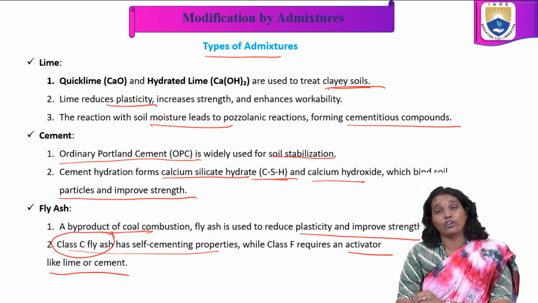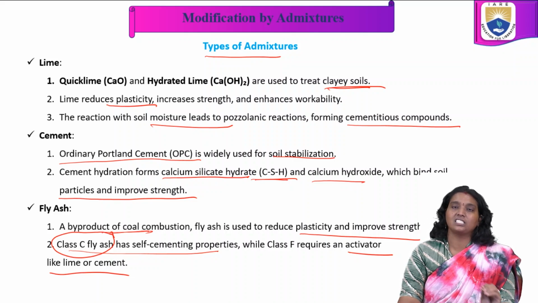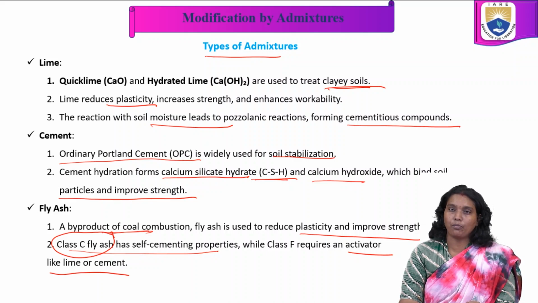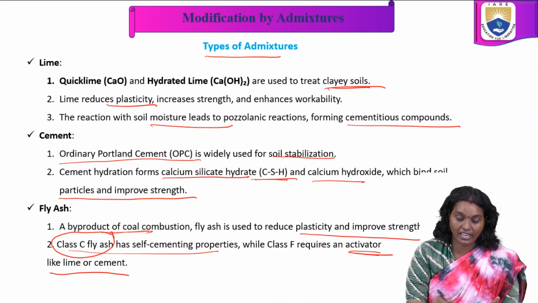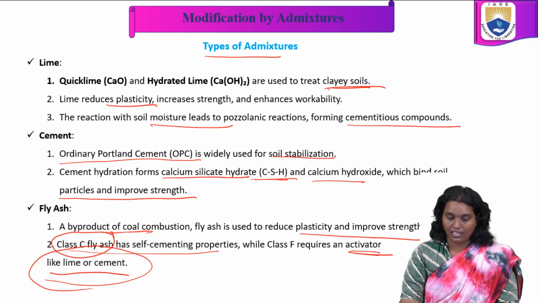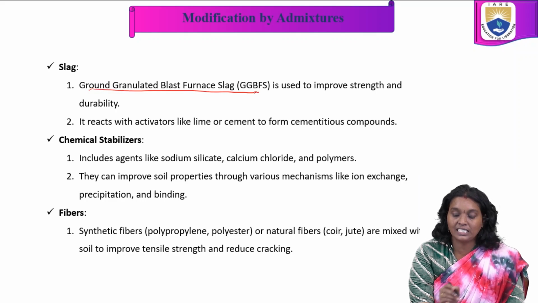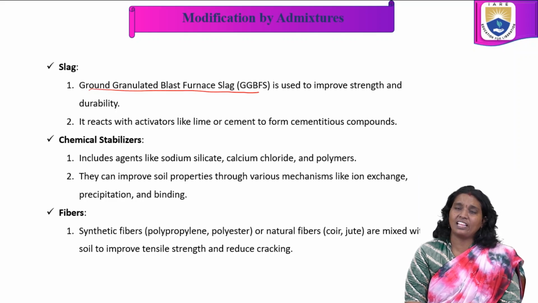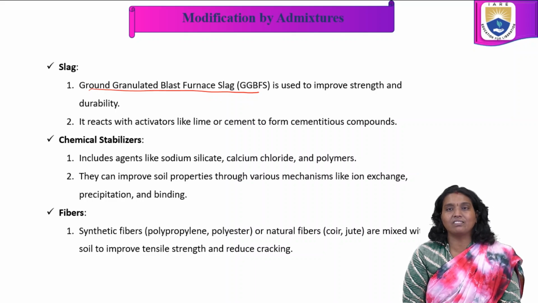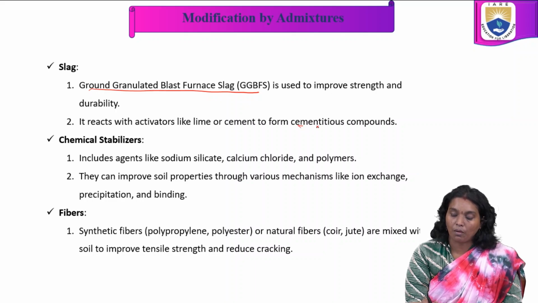This Class C fly ash has such self-cementing properties. Whenever we use Class F, it requires an activator to get self-cementing properties, so we have to add some activator like cement or lime. Coming to slag, ground granulated blast furnace slag, GGBS, is used to improve strength as well as durability properties. It reacts with activators like cement or lime to form cementitious compounds.